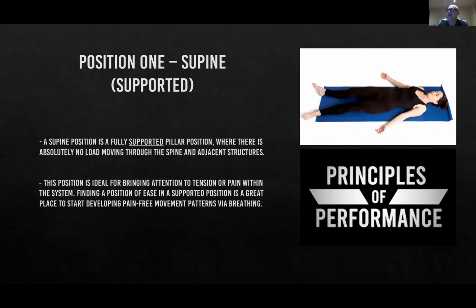So position 1, as this recap here, is supine. So we're on our back, and this is a supported position, a fully supported position for the pillar. So there is no gravity, there's no load going through the spine or the adjacent structures. This lady here is just laying on her back, and no load is passing through her pillar. So this is the ideal position for bringing attention to tension or pain within the system. And we find a position of ease in this supported position to start building a platform of movement on.